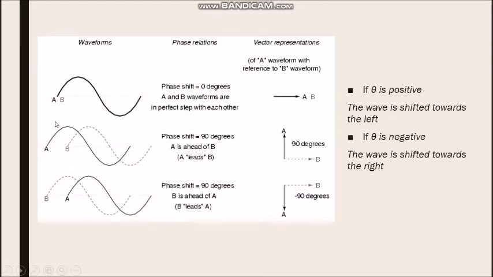Take two equations A and B, for example, with theta as the phase shift of A with respect to B. If theta is positive, A is shifted to the left and A leads, and if theta is negative, A is shifted to the right and B leads.